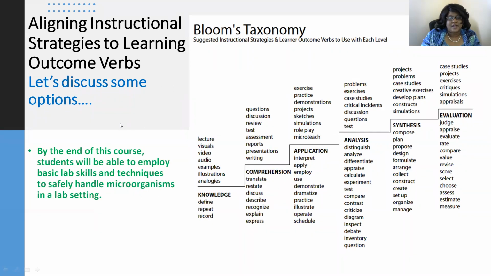Okay, here's another one we had earlier. By the end of this course, students will be able to employ basic lab skills and techniques to safely handle microorganisms in a lab setting. Sounds like they're doing something, right? So how would we foster the achievement of that through our instructional strategies, either through how we have our learning activities within the course or teaching activities? What would we do to help them?